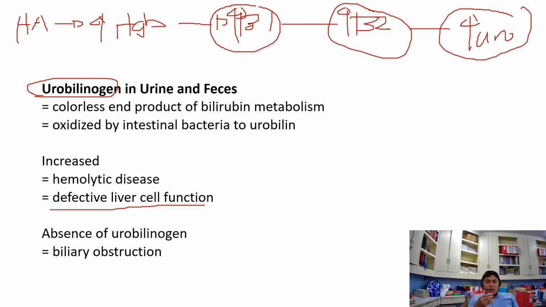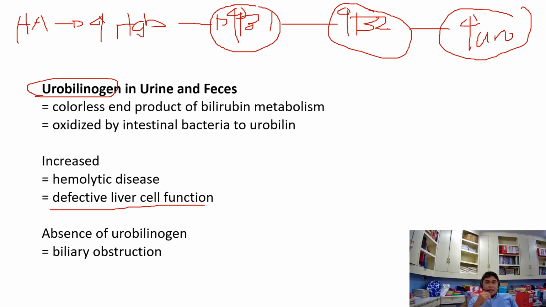That's why the concentration of urobilinogen in defective liver cell function is increased, because in a normal condition, you have two ways to eliminate absorbed urobilinogen. First is via reprocessing of urobilinogen in the liver, and second is via excretion of urobilinogen in the urine. The problem is in defective liver cell function, the liver cannot process the absorbed urobilinogen. So the only way to eliminate that is via urine excretion.